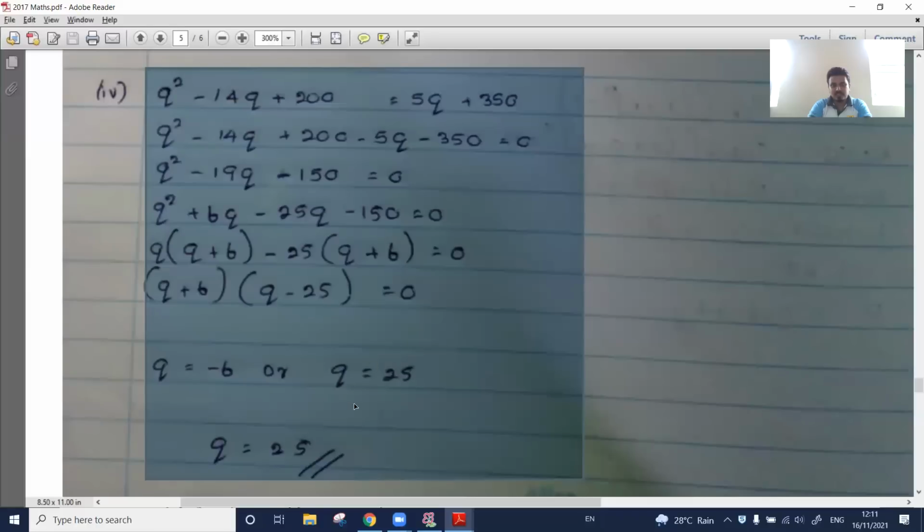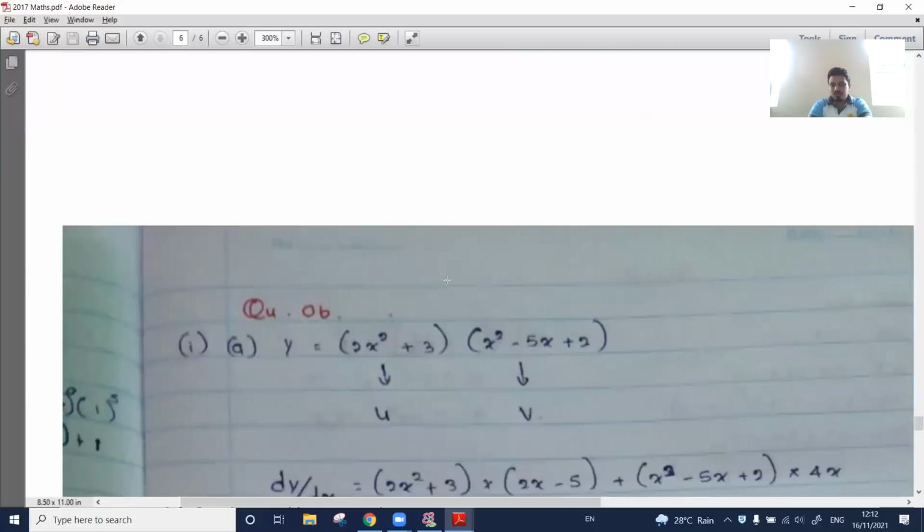So here, both these students, you know how to get this answer, but because of carelessness, you easily lose half of the marks. We'll move to the last one.